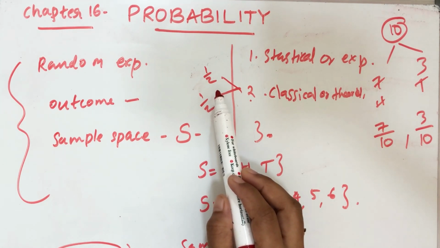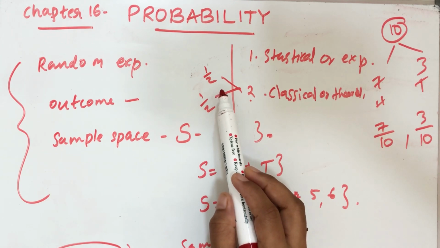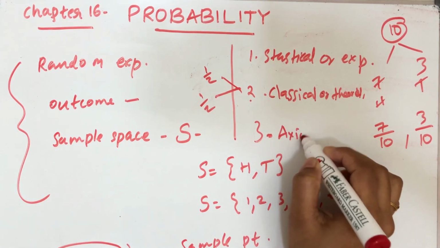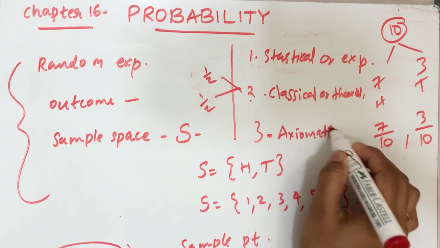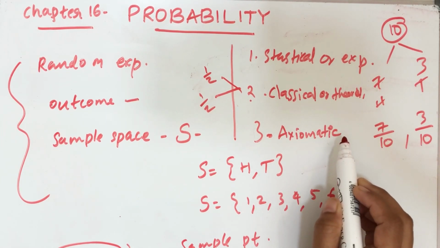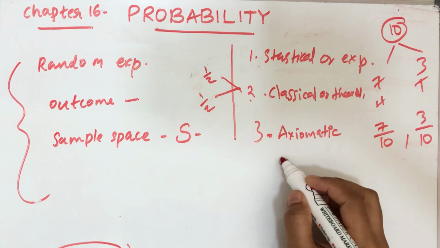Here we use the term equally likely. We are assuming that the outcomes are equally likely. And the third type that we are going to study in this chapter is axiomatic probability. Axiomatic probability is mainly based on axioms, mainly two axioms.